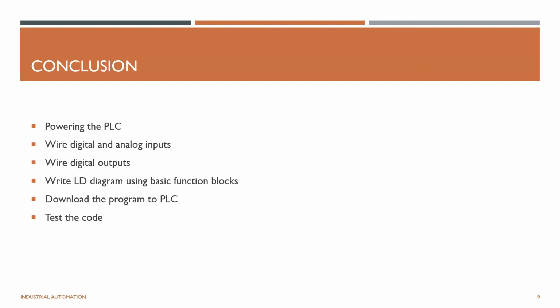Then you have learned how to write simple ladder diagrams using basic function blocks, contacts, and coils. Then how to download your program to the PLC and go into run mode, and then you can see live how the parameters are updated based on your inputs and outputs. Then we have tested this code in the lab environment and visualized how the inputs and outputs work based on the program specifications.